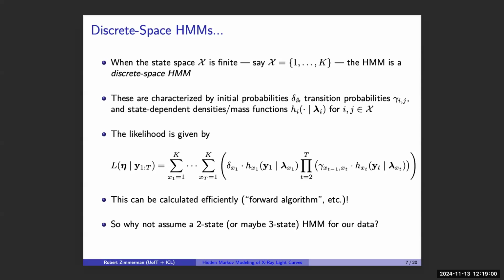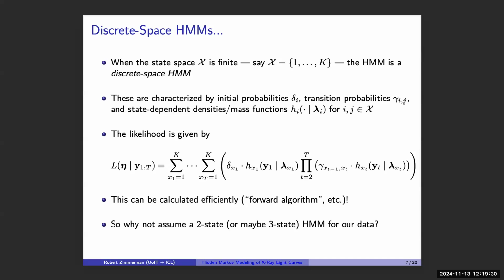We denote that by delta_i. In other words, that's the probability that x_1 is in state i. Then we have these transition probabilities, which usually show up as a matrix, but that's not exactly necessary. So this is gamma_ij, and that's simply the probability that we go from state i at time t to state j at time t plus 1. And it's an assumption of this HMM, time homogeneity, that this will not depend on t.